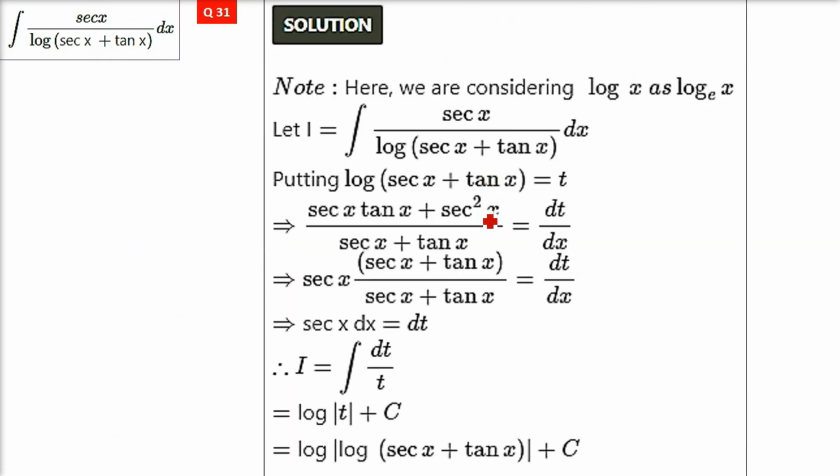Just assume that log x is log base e of x, and that will solve your purpose. Just take the denominator and assume it as t. The numerator will come by itself, and it will be simply log t plus c, and t, of course, whatever you have taken, just replace it, and that will be the solution.